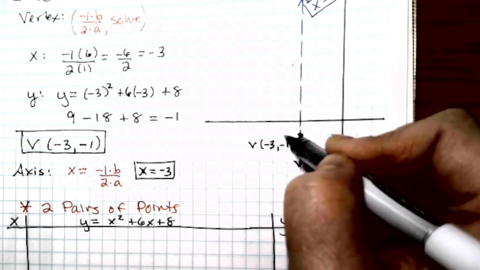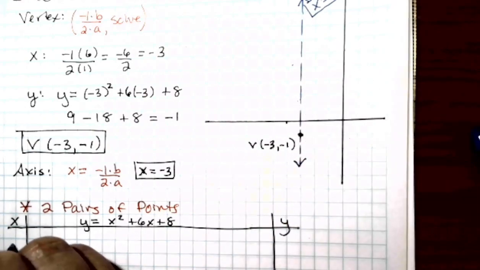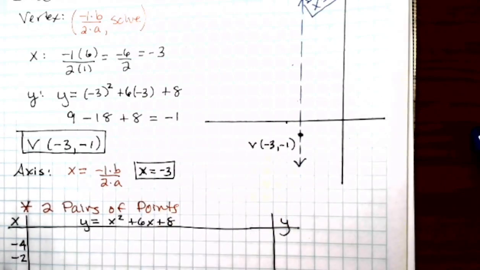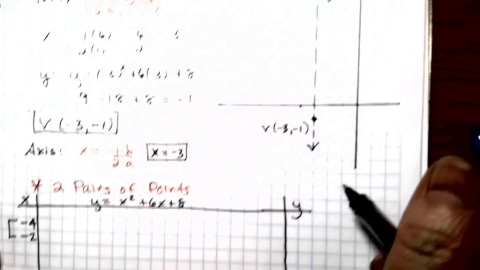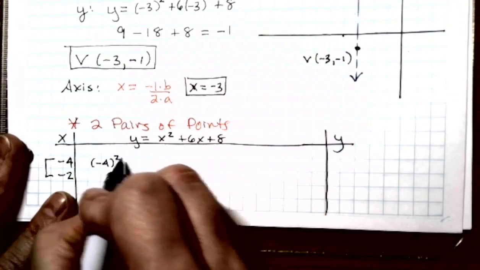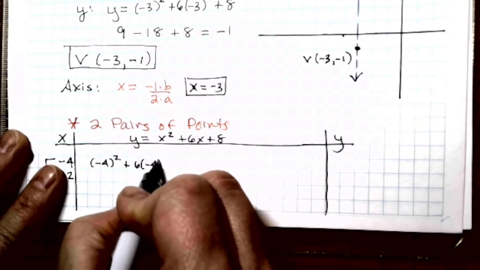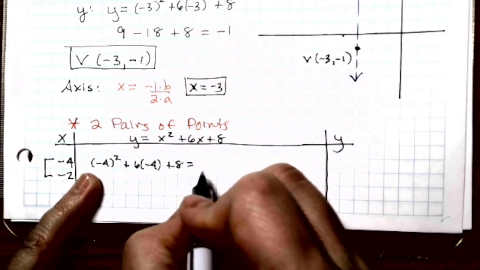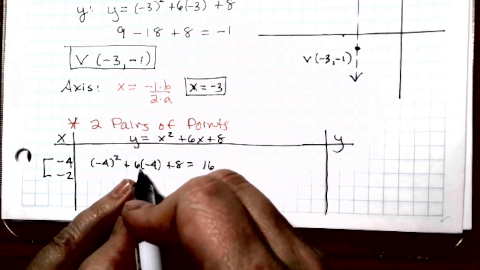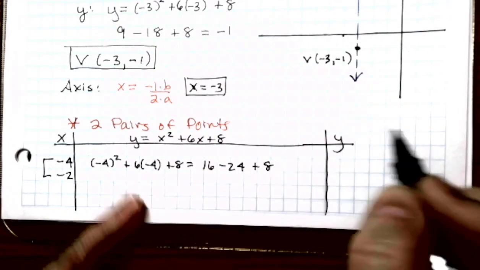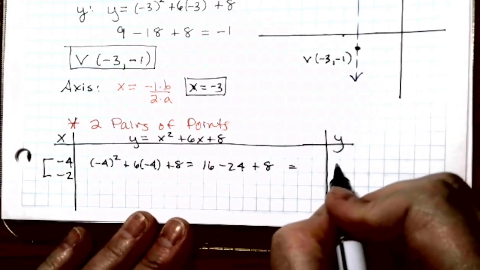So if I go 1x to the left, that would be -4. If I go 1x to the right, that would be -2. Those are equidistant from the vertex, so I should get the same y value. But let's go ahead and sub these in. So I have -4 squared plus 6 times -4 plus 8. So exponent first, -4 times -4 is 16. Now multiply, 6 times -4 is -24, and now plus 8. And that equals a 0.